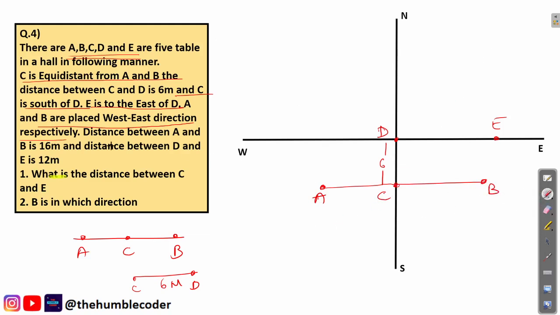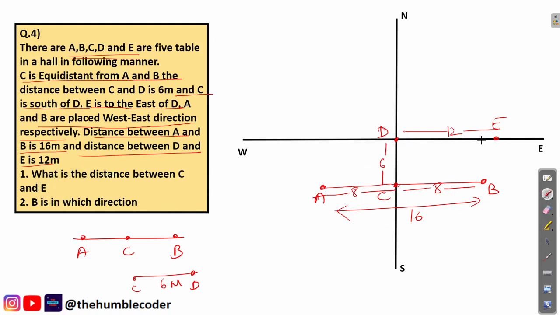So let's read further. The distance between A and B is 16 meters. So the total distance is 16 meters. So this distance will be half, that is 8 meters over here and 8 meters over here. And the distance between D and E is 12 meters. So finally the distance between D and E is also given to us, that is 12 meters. Now what we need to find is the distance between C and E.